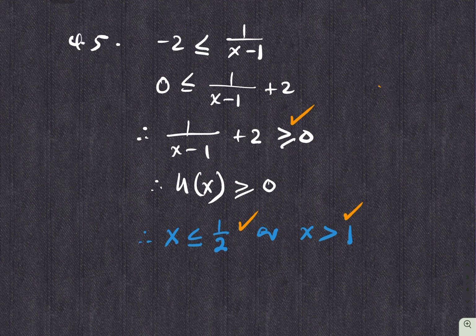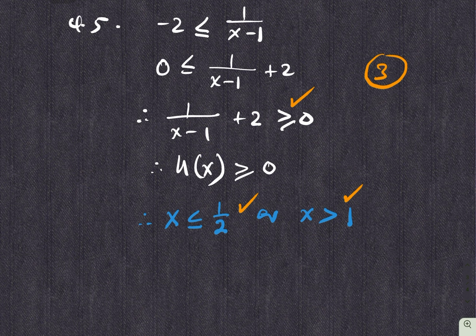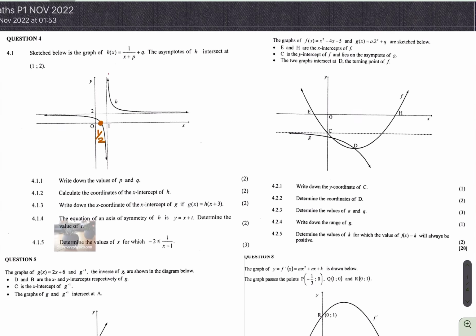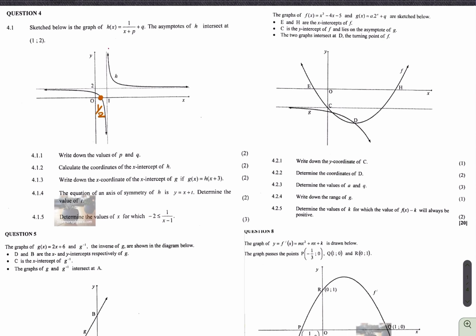So that is the marks. That is 3 marks for you. Extremely easy, right? This is really easy. That's how you're going to go about question 4, the first 5 questions. Let's check the other one.